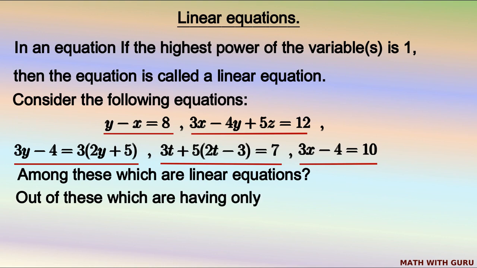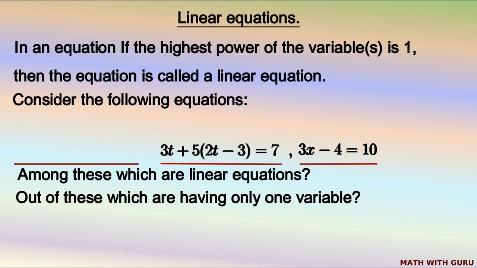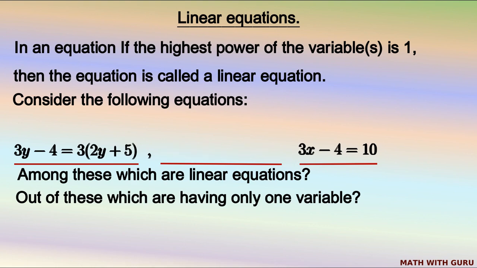Out of these, which are having only one variable? Consider the first one. Here, there are 2 variables, and in this, there are 3 variables. What about this one? There is only one variable. Here also, there is only one variable, t. Here again, the lone variable is x.